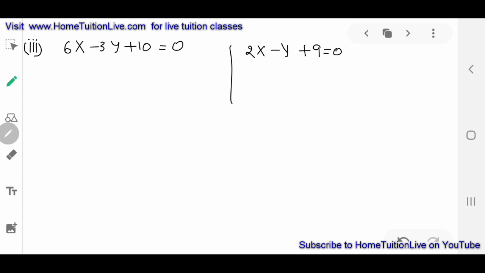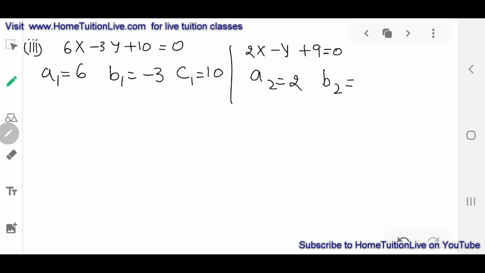Third part is 6x minus 3y plus 10, 2x minus y plus 9 is equal to 0. Here a1 is equal to 6, b1 is equal to minus 3, c1 is equal to 10, a2 is equal to 2, b2 is equal to minus 1, c2 is equal to 9.